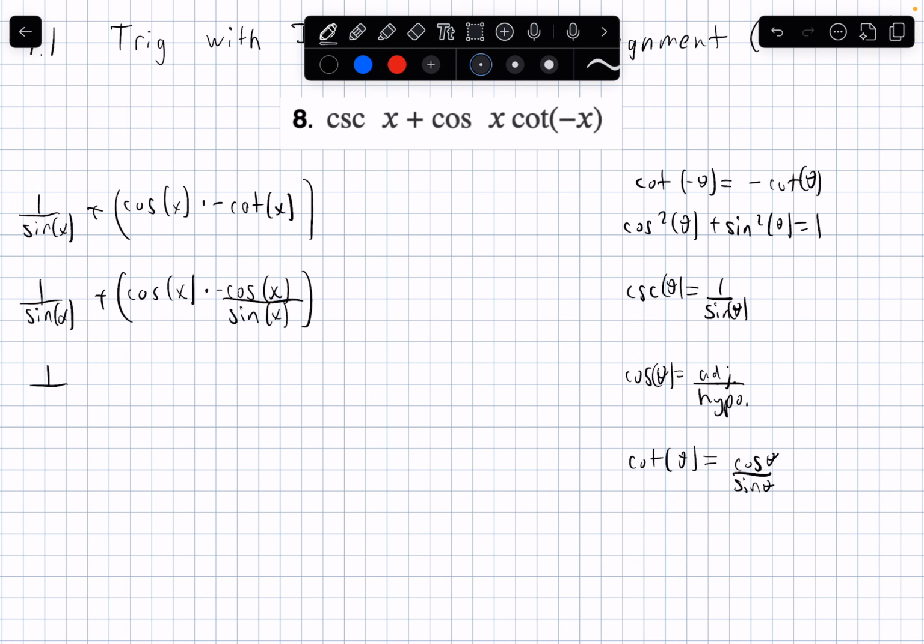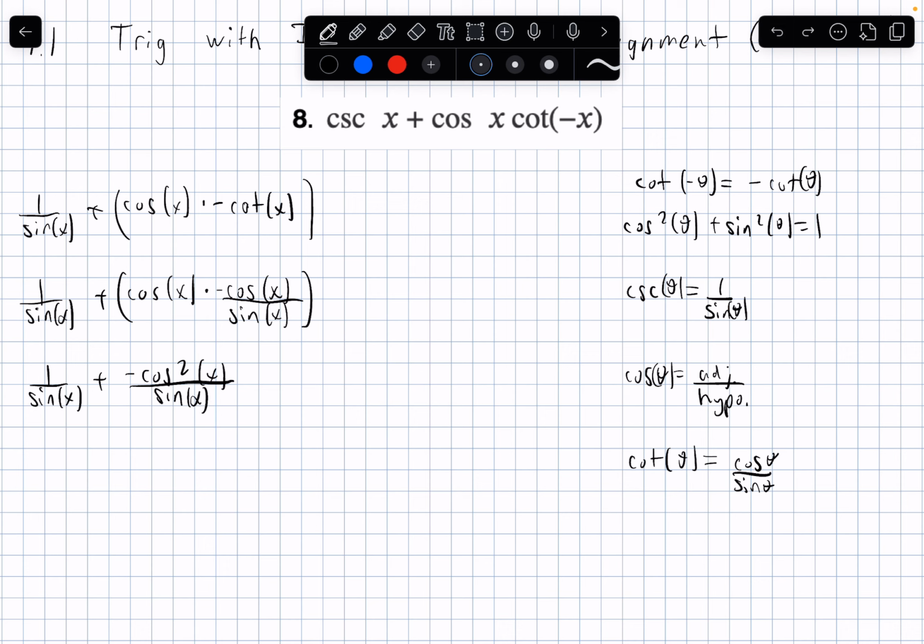So we're going to go 1 over sine x plus negative cosine squared of x over sine of x. One thing I want to be clear about here is that this negative sign is not really in front of the cosine or the sine. It's just a leading coefficient, because the actual cotangent itself is negative.